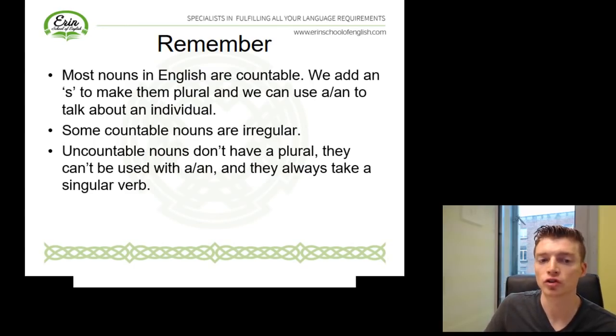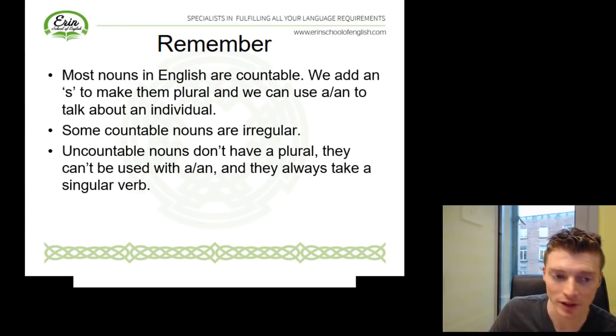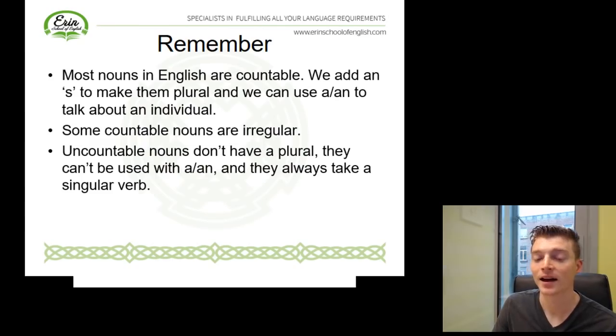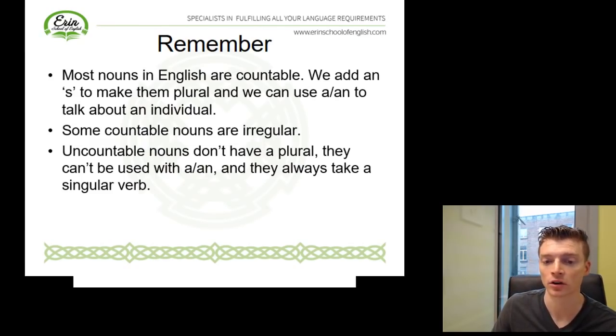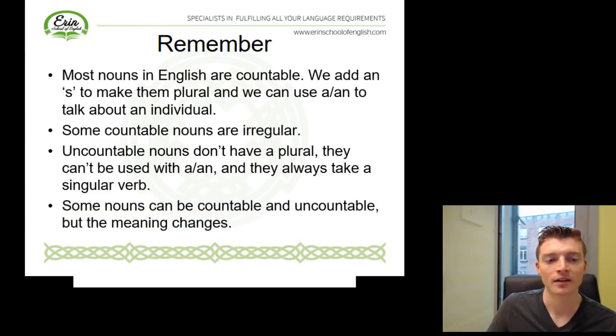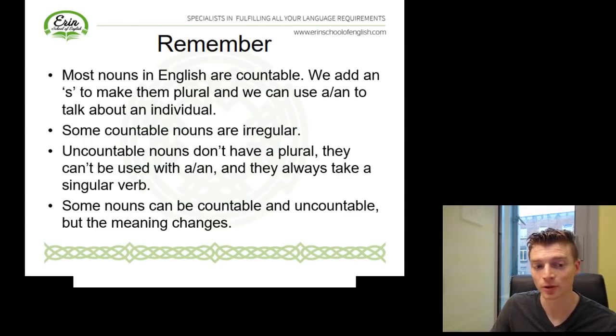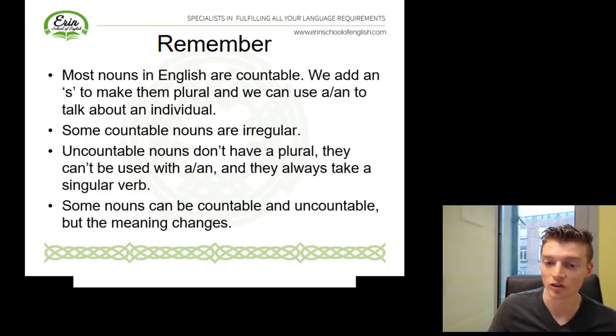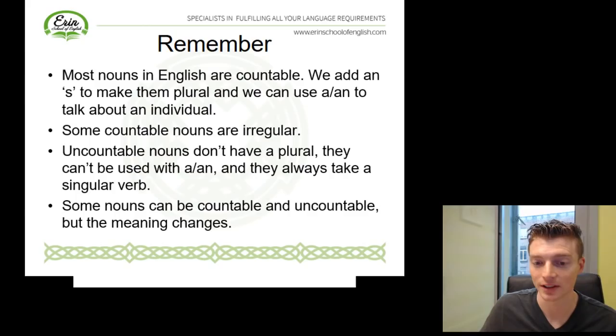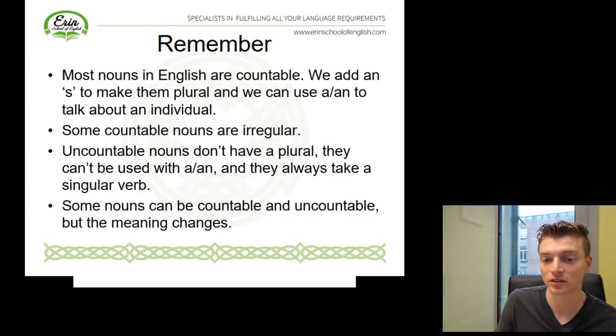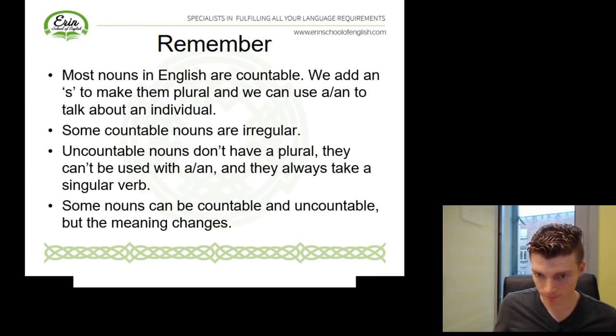Uncountable nouns don't have a plural. They also cannot be used with a or an, and they always take a singular verb. And finally, some nouns can be countable and uncountable, but the meaning changes. So we just looked at the example of glass. A glass, the object you drink from, countable. 1 glass, 2 glasses, 3 glasses. Glass, the material, what we use to make windows, uncountable. So the house was made mainly of glass.